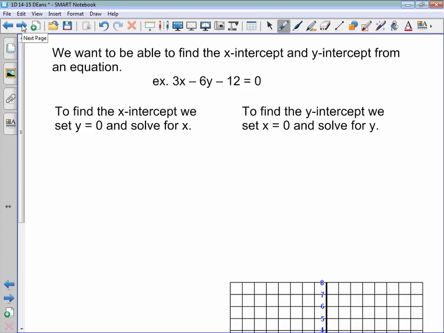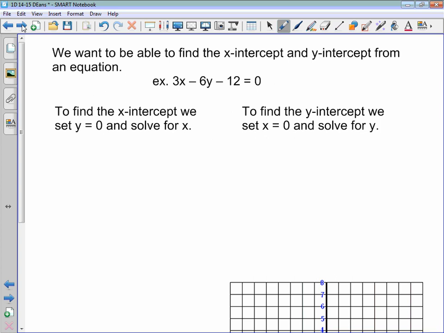So we want to be able to find the x-intercept and y-intercept from an equation. So they give us an equation here: 3x minus 6y minus 12 equals 0. Okay, this is an equation in standard form. To find the x-intercept, we set y equal to 0 because we know if we're looking for the x-intercept, it's going to be on that x-axis, and the y-coordinate is going to have to be 0. So we can set y equal to 0, and we can solve for x.